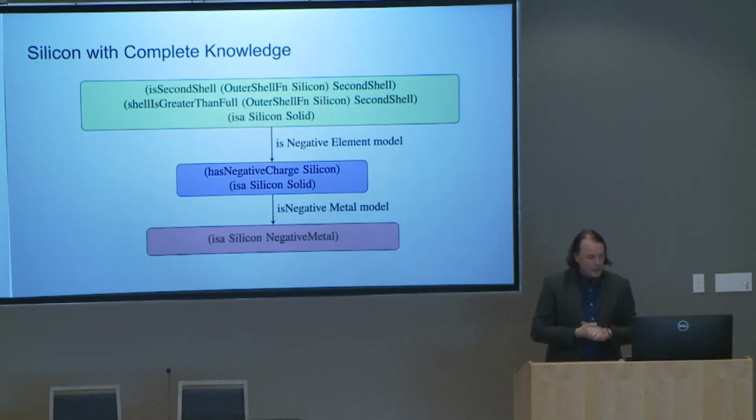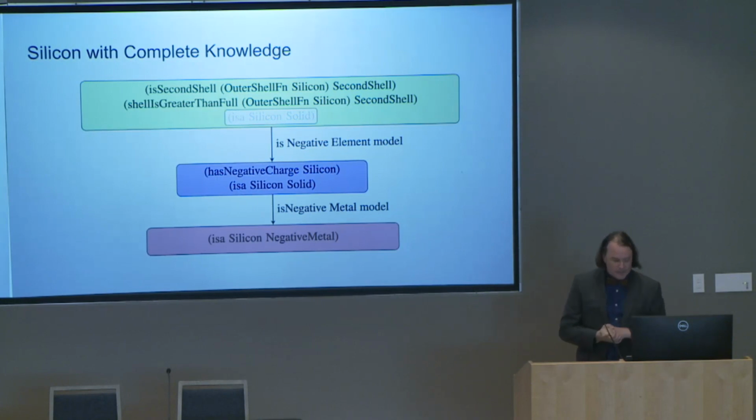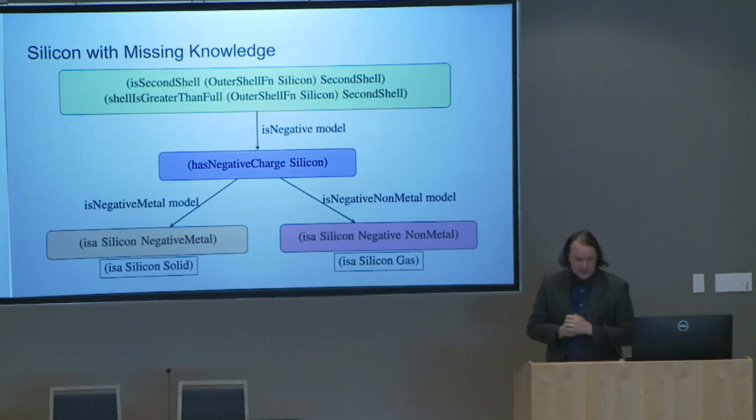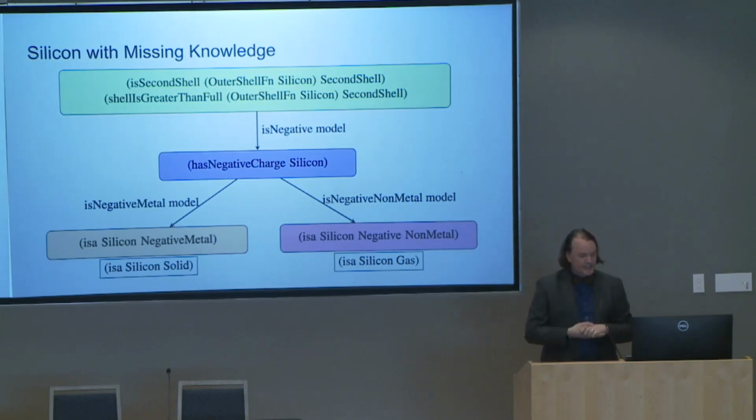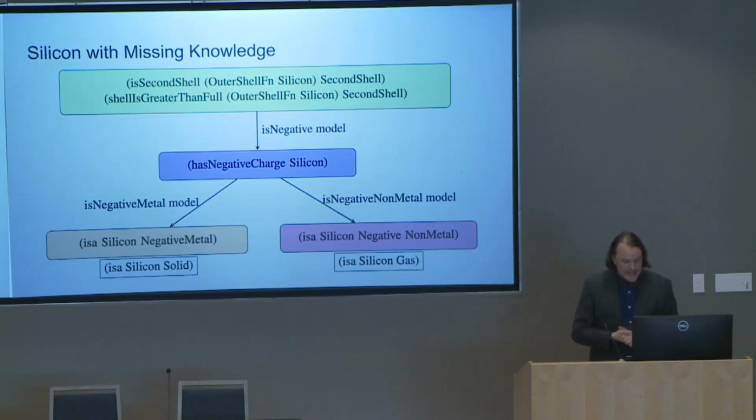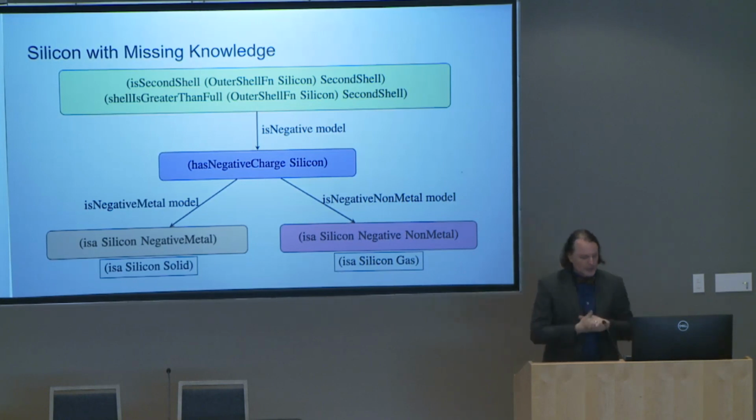Now, to demonstrate how the incomplete knowledge works, we're going to take away this one fact and see what happens when we remove it. At the top, we have the gamma now missing that one fact. The first inference step is still the same. It still infers that it's a negative metal. But at this point, since it doesn't have the state of matter, it can't necessarily guarantee that it's going to be a negative metal. And so it makes 2 possible inferences, one based upon whether silicon is believed to be a solid, and the other based upon whether silicon is believed to be a gas. It makes these 2 possible inferences based on 2 different models.